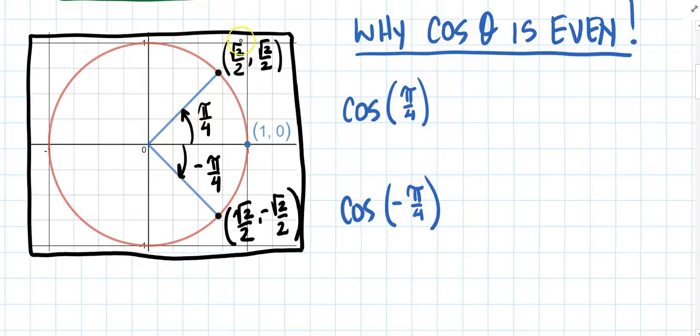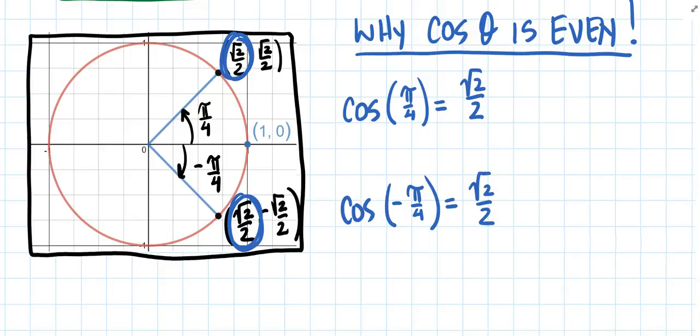Cosines, as we have learned, deal with x values. So I'm going to go ahead and circle the x value there and circle the x value there. So the cosine of pi over 4 has an exact value of radical 2 over 2. And the cosine of negative pi over 4 also has the same value of radical 2 divided by 2.